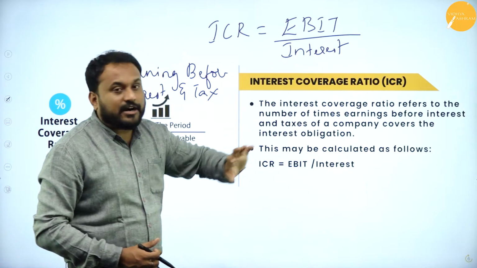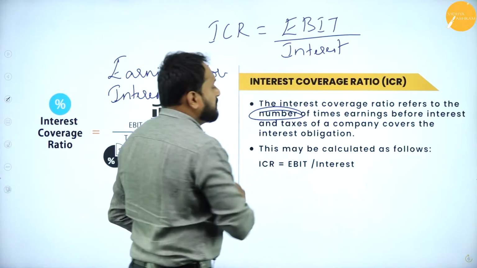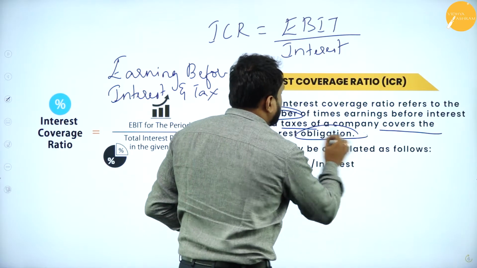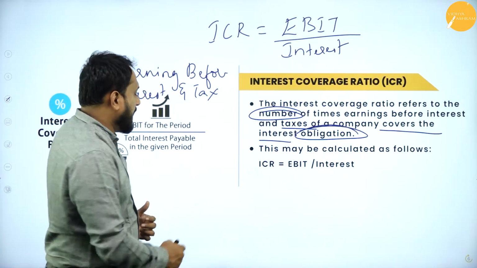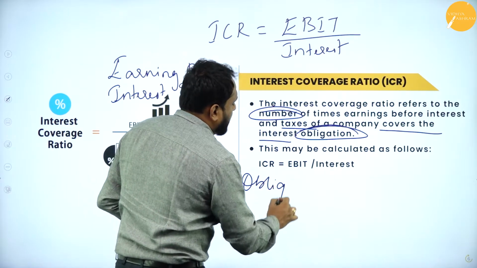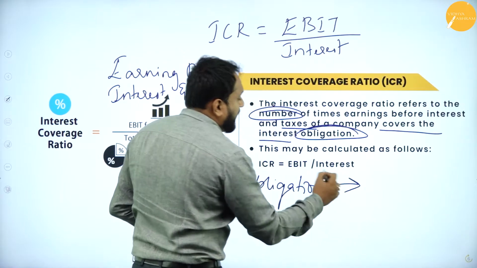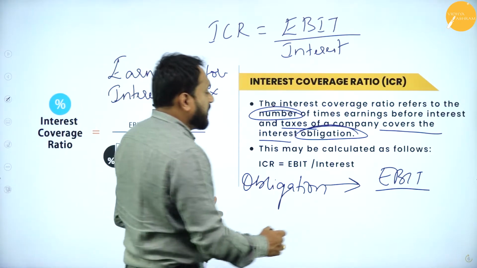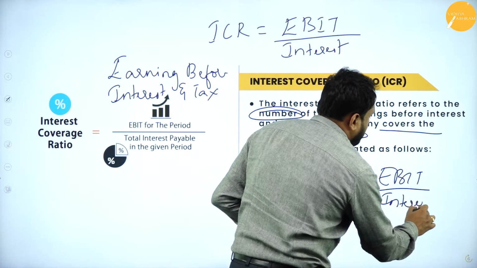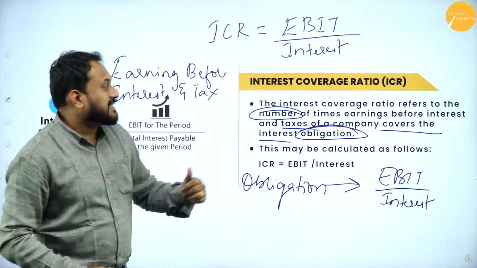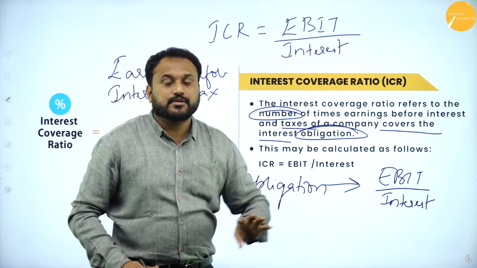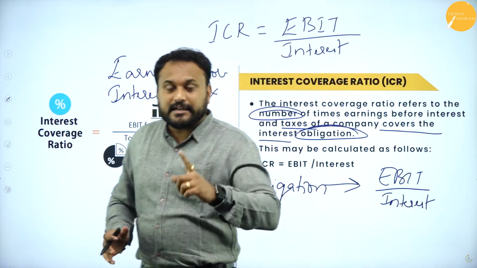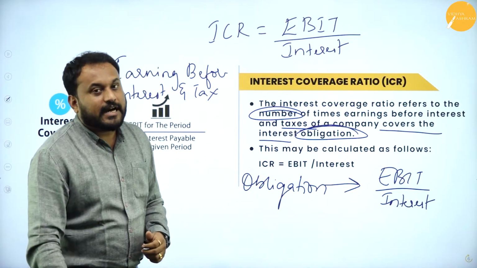Now the interest coverage ratio refers to the number of times earning before interest and taxes of a company covers the interest obligation. Means what? Whenever you have any obligation, you will calculate it before EBIT divided by the interest which you are actually getting or giving. This is called ICR, interest coverage ratio. The amount which you have before covering the certain things, that is the income tax as well as the interest. We call that ICR.